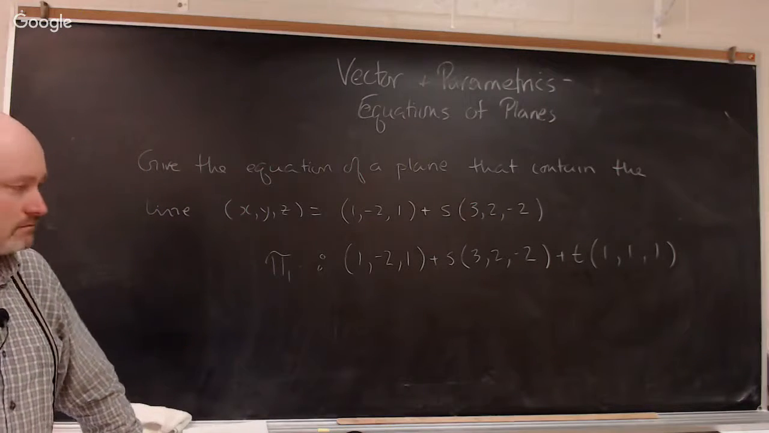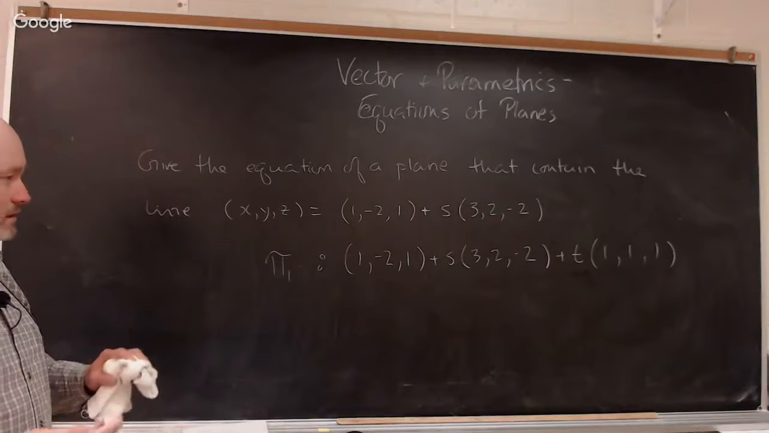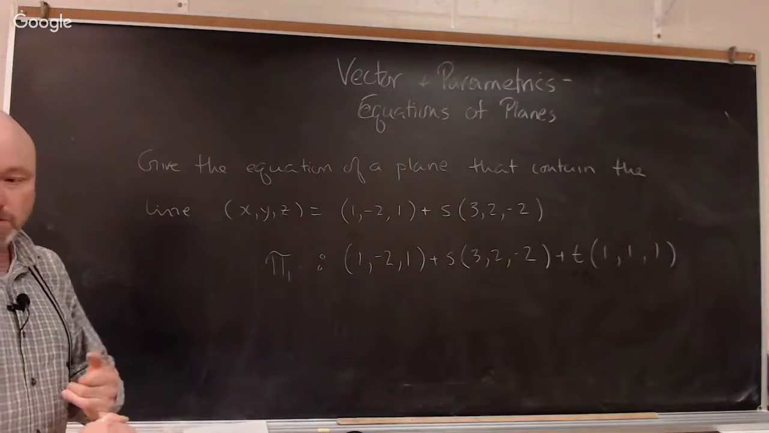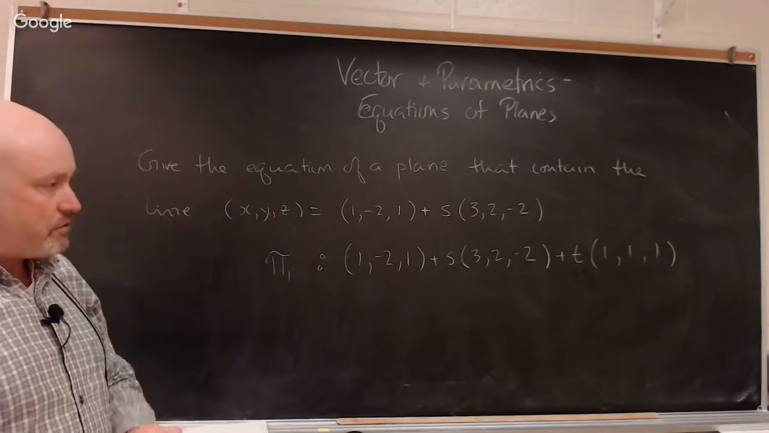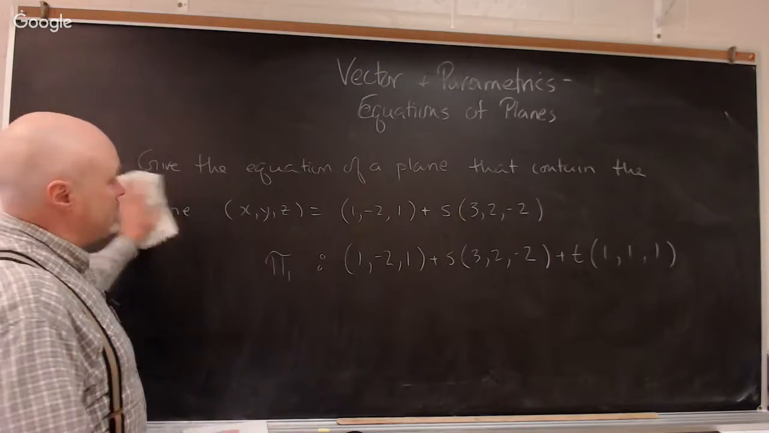Okay. Good so far? I think so, yeah. So once again, all you need is a position vector and 2 direction vectors, and you can get a position vector and 2 direction vectors out of 3 points.